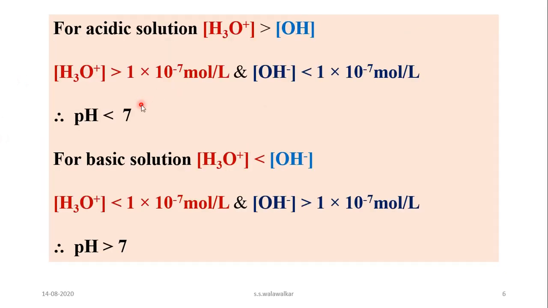For an acidic solution, the hydronium ion concentration is greater than the hydroxyl ion concentration, and it is greater than 1 into 10 raised to minus 7 mole per liter, while the hydroxyl ion concentration is less than 1 into 10 raised to minus 7 mole per liter. Therefore, if you substitute these values, the pH is less than 7.